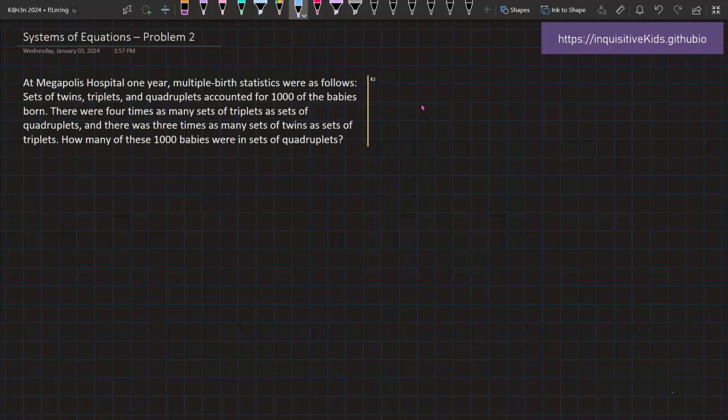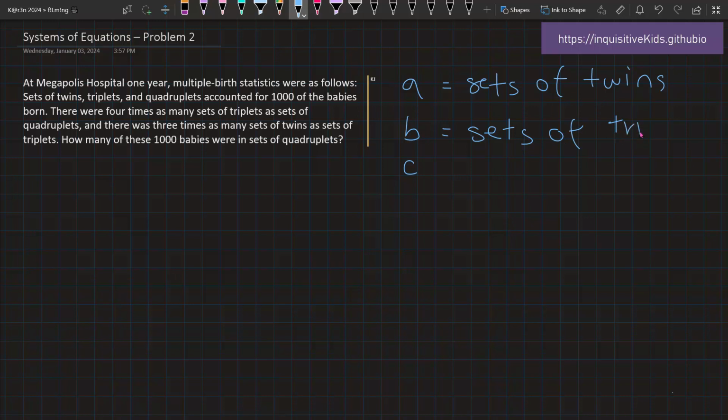Let's set the 3 variables that we need. Twins, triplets. So actually let's do A, B, and C. So A is the sets of twins that were born. Remember, this is not the number of twins, this is only the sets of twins. B represents the sets of triplets that were born. So not the number of triplets, but how many sets there were.